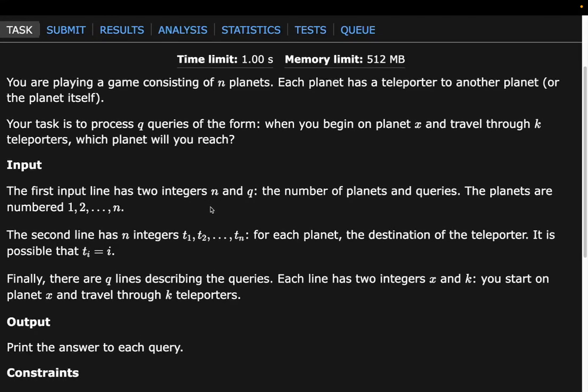You are playing a game consisting of n planets. Each planet has a teleporter to another planet or the planet itself. Your task is to process Q queries of the form: when you begin on planet X and travel through K teleporters, which planet will you reach?